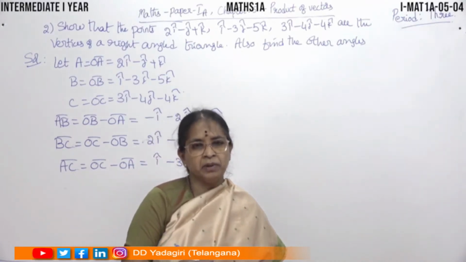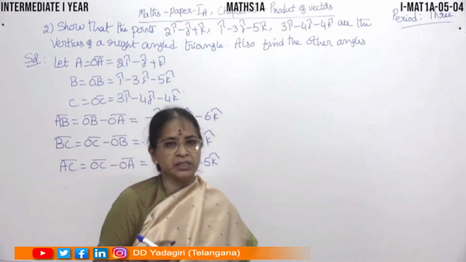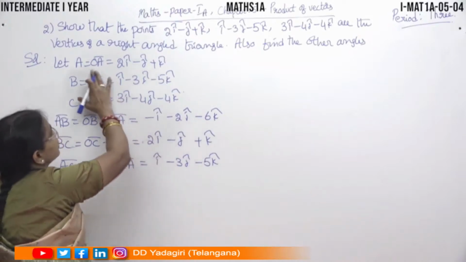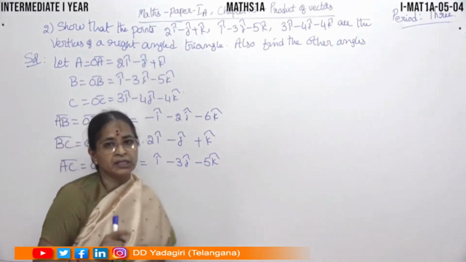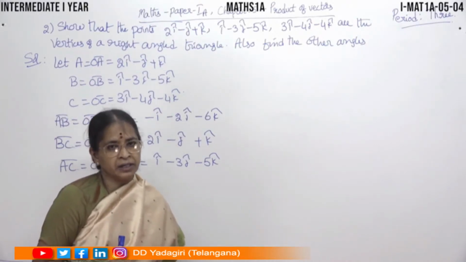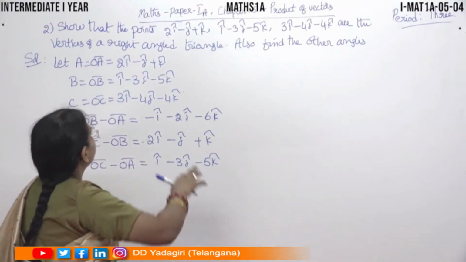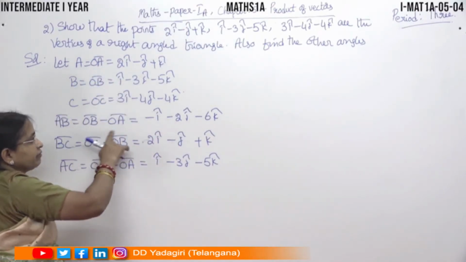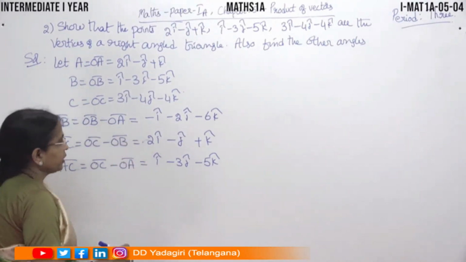See, in all these problems we have the vertices as A, B, C. We should find AB, BC, CA and all. So we are directly writing the values. You are given 3 points and you must show that they form the sides of a right angled triangle, and you must also find the other 2 angles. So what you do, first you take the points as A, B and C. So you find the vectors AB, BC and AC. All sides you find out.